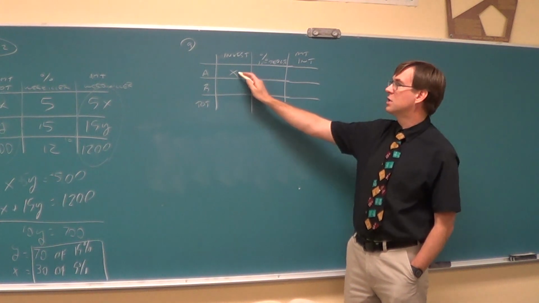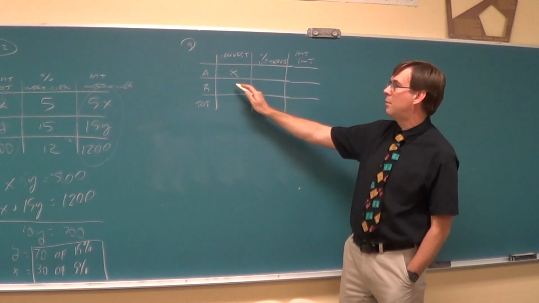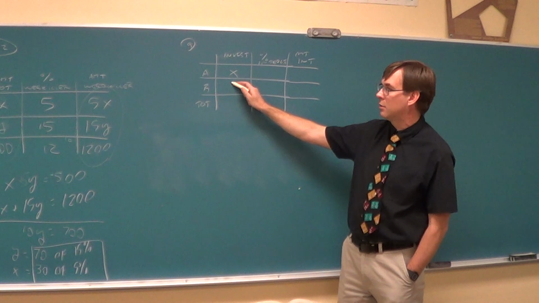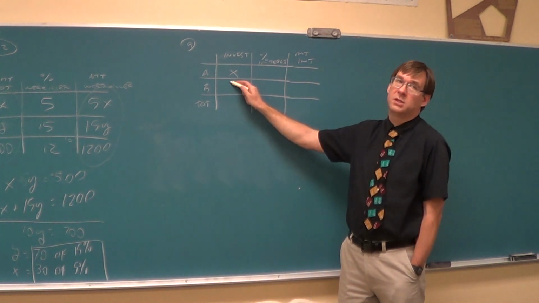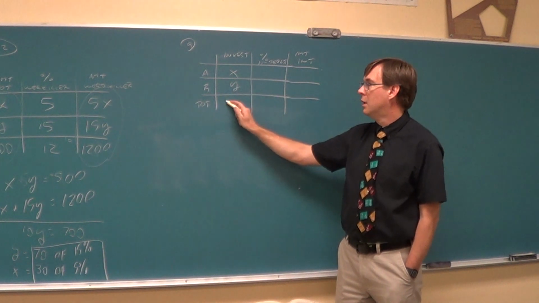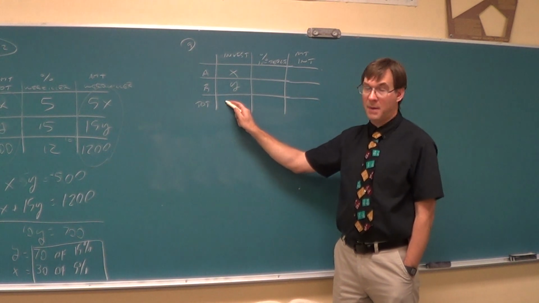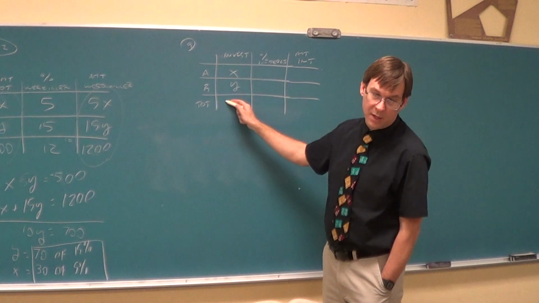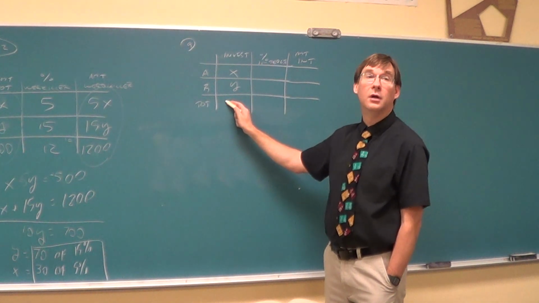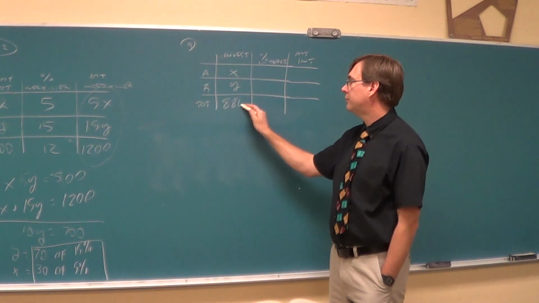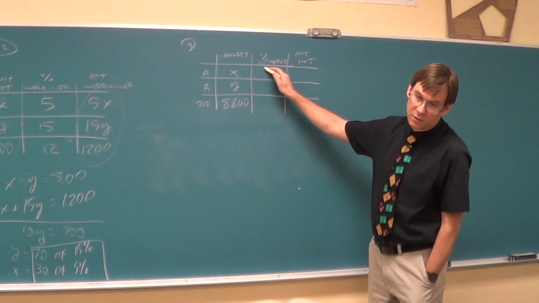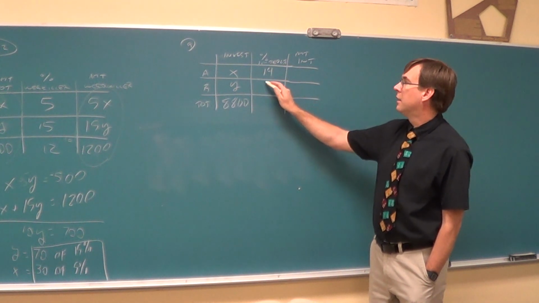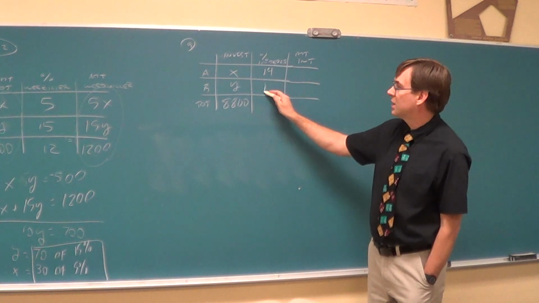That top left corner square is almost always going to be x in our tic-tac-toe game. Do we know how much money went in the other investment? No. So that's almost always going to be y. Total, we do know a total amount of money. What was our total amount of money we had to take to our investor? $8,800. Percentage, investment 1 was 14, investment 2, 16.